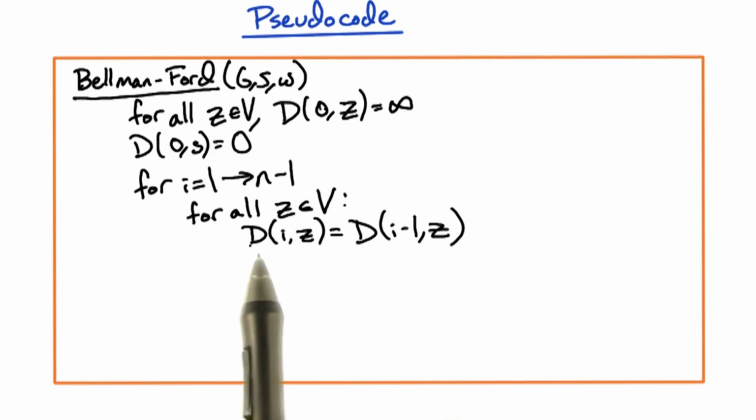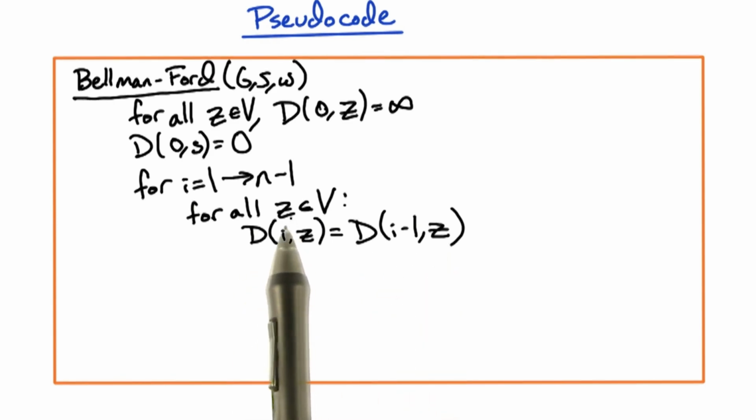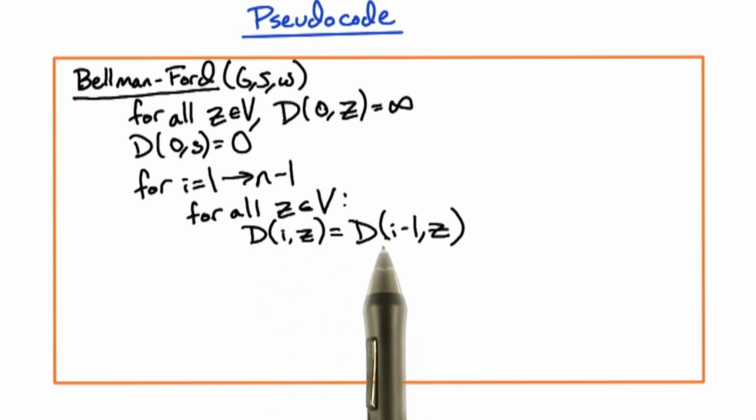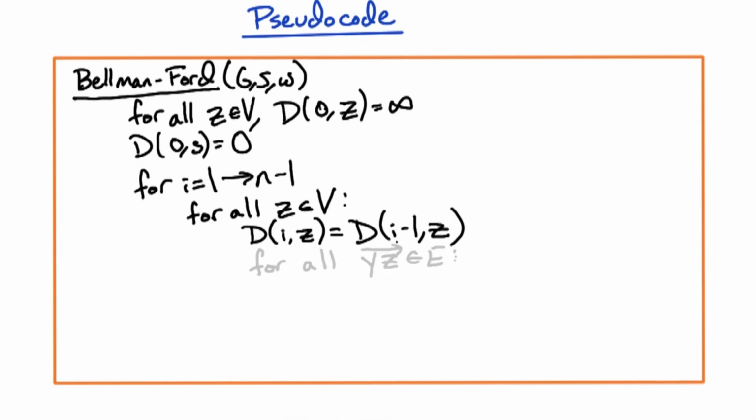This is saying that if we look at the minimum length path using at most i edges, we're going to first consider using at most i minus 1 edges, and then we'll look at the scenario using i edges. To consider the scenario where we use i edges, we look at all choices for the penultimate vertex, this y. And we're considering those y's which have an edge from y to z.